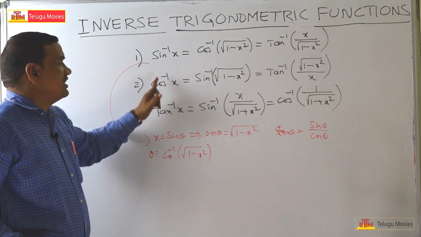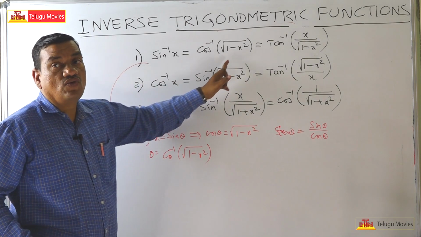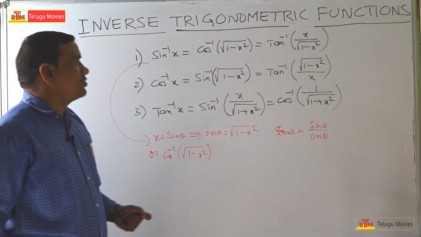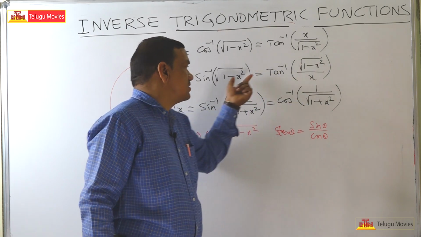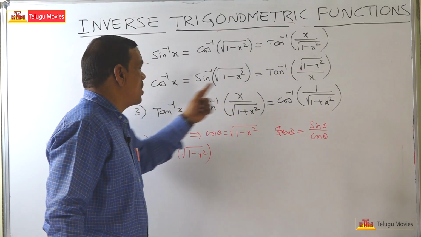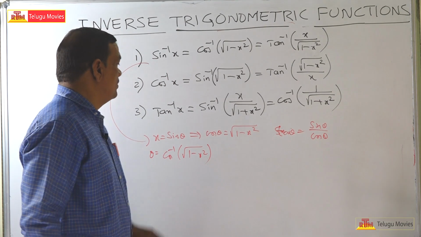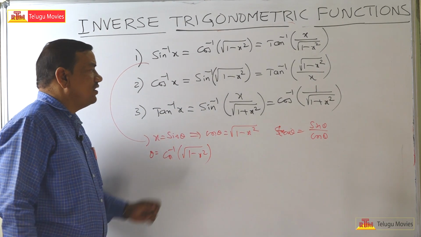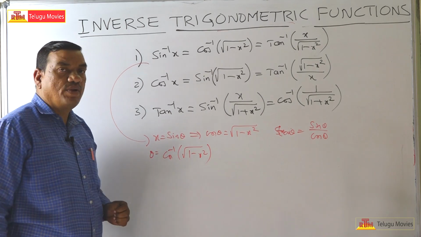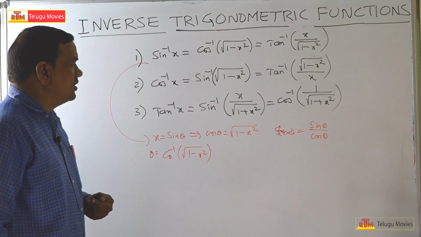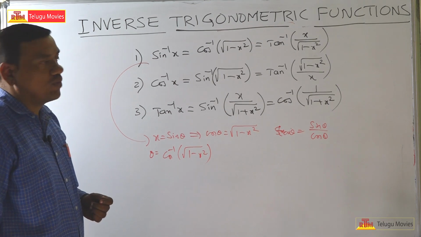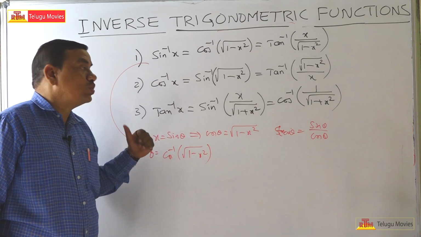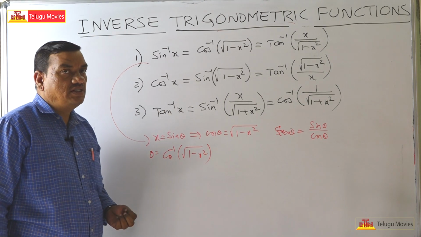The next one is cos inverse of x, which is the same as sin inverse of root of 1 minus x square. Therefore, tan inverse of x is equal to the sin value by the cos value. Next, tan inverse of x is equal to sin inverse of x by root of 1 plus x square, and cos inverse of 1 by root of 1 plus x square. So we can easily solve this type of properties. All these properties can be solved by taking x is equal to sin theta, or here x is equal to tan theta.